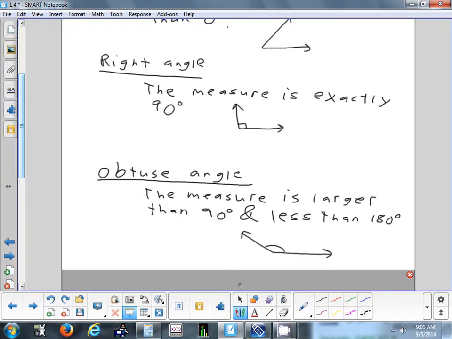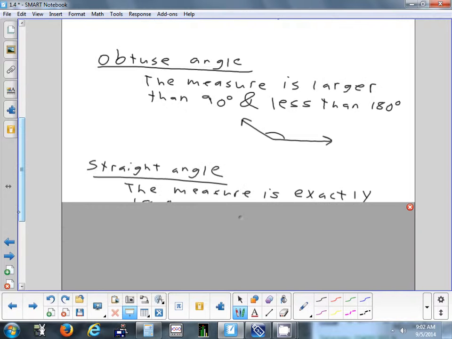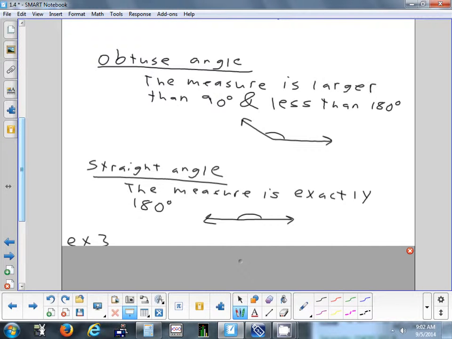And one more type, well, it's a couple more types. I think we're only going to do one more, though, for what we study. What's another type of angle? So we have acute, right, obtuse, and Denver? Straight angle. A straight angle. What is that? 180 degrees. Okay, so a straight angle is basically an angle that's formed by two opposite rays. And the measure is exactly 180.